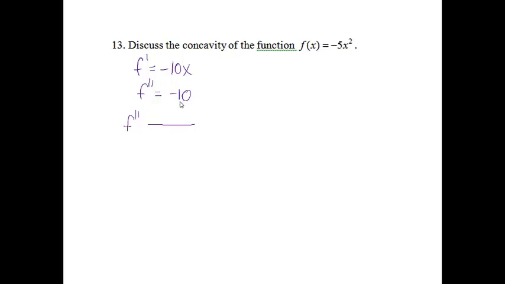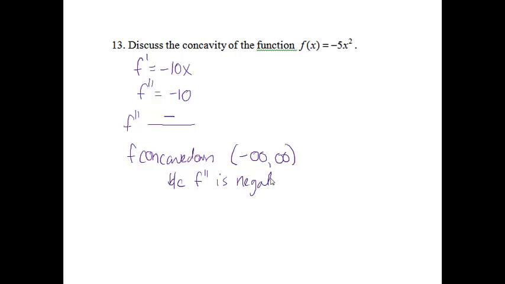And negative 10 is always going to be a negative number, so the second derivative will always be negative. So if I need to discuss the concavity, since f double prime will always be negative, f will be concave down all the time. To describe all the time, that will just be from negative infinity to positive infinity. And the reasoning is because f double prime is negative.